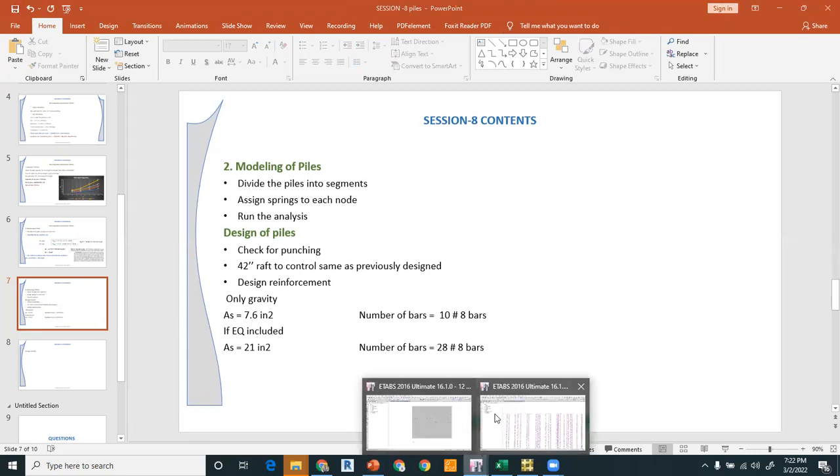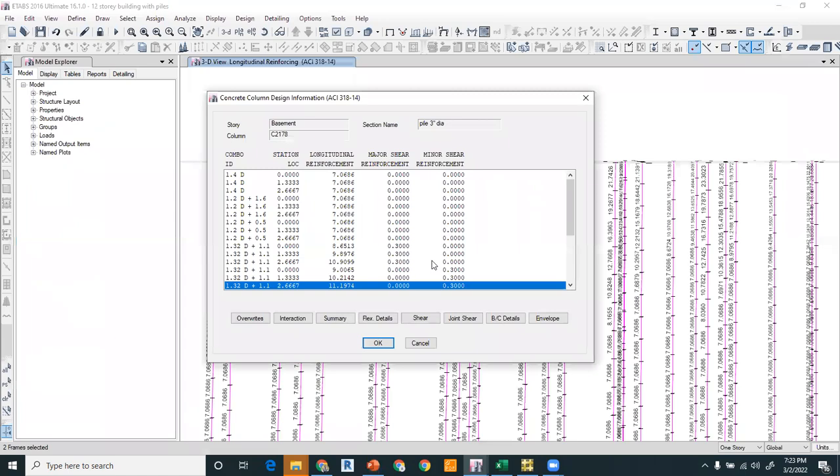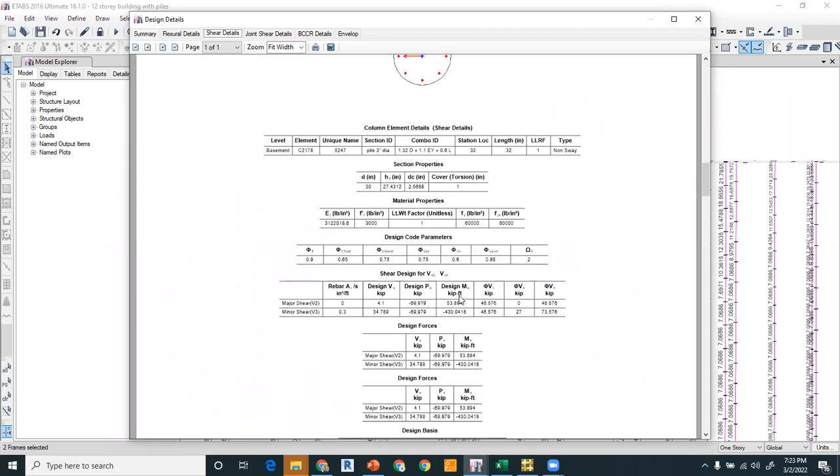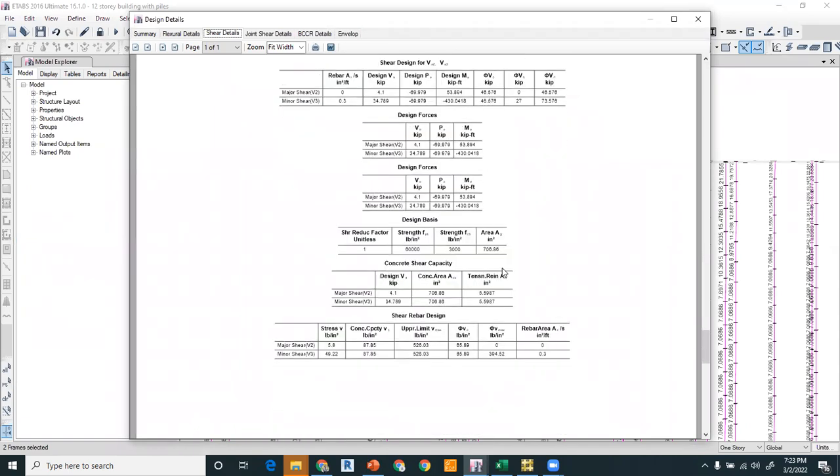So now let us go to the shear. You can see the shear demand is very less. This is because of the confinement all around the piles by the soil. Because the soil is all around the pile, there is no pressure or demand on these piles in the lateral direction. Right, so it says the shear rebar design in the major axis is 0, but in the minor axis, it is asking for reinforcement equal to 0.3 inch square per foot.